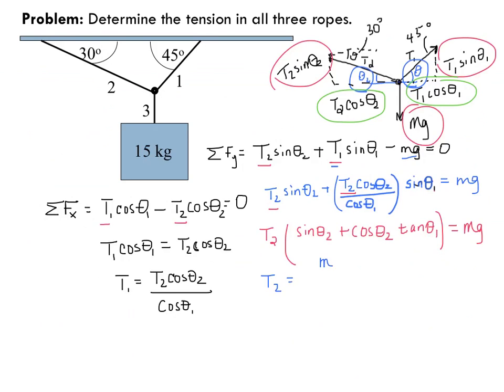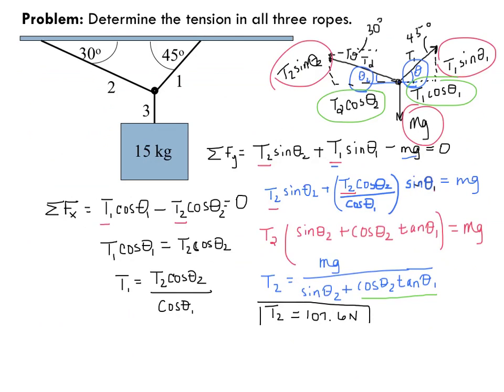Make sure that you plug in all of your numbers in your own calculator and double check that you get a value very similar to mine. Make sure that when you put this in the calculator that you are putting the correct thetas into each of the different angles that we have here, and that you do cosine times tangent first before you do a plus sine theta 2. You should have gotten a value of 107.6 newtons.